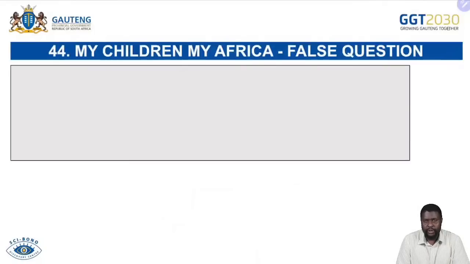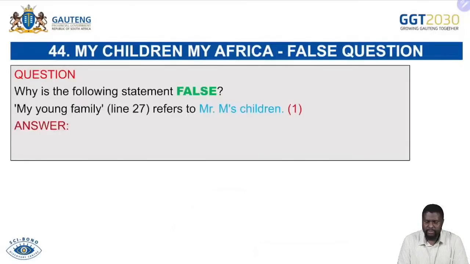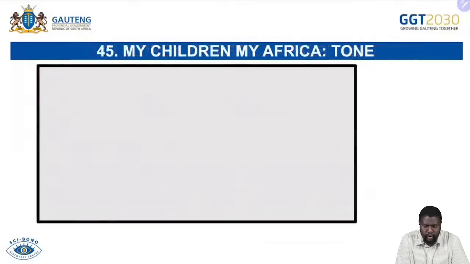Next question. So you cannot fail these questions. Like I said, you know them, now you know how to answer them. Why is the following statement false? My young family refers to Mr. M's children. Why is it false? Mr. M has no biological children. My young family refers to Mr. M's children. So you can't say this statement does not refer to Mr. M's children. That's not an answer. Then who is it referring to? If it's not referring to his children, who is it referring to?